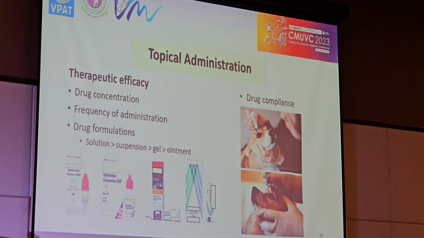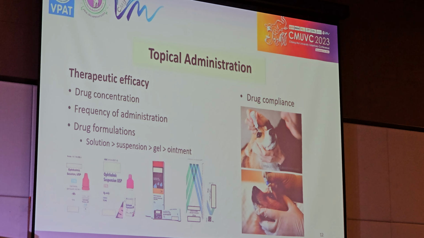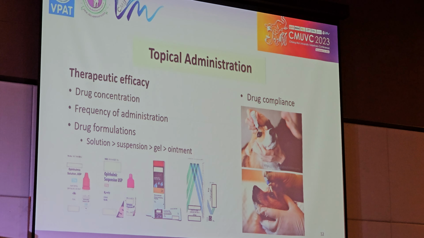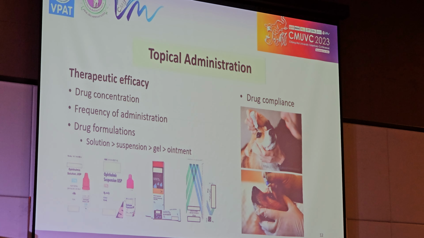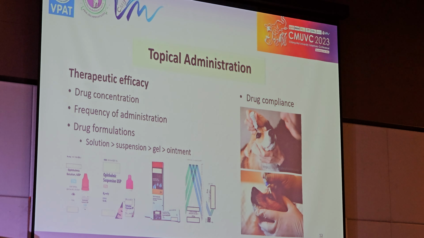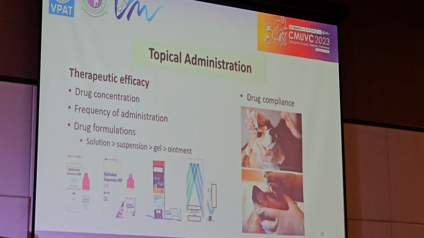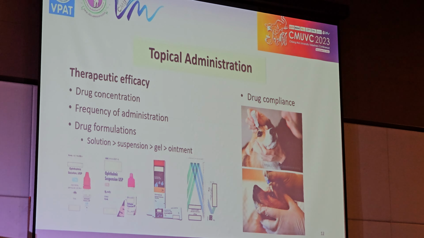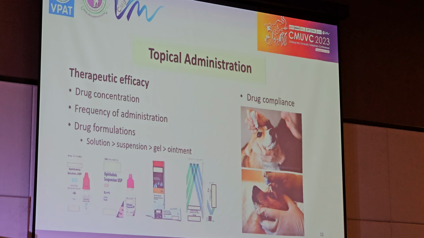To reach the desired therapeutic efficacy, the factors are the high drug concentration in the target tissue, the adequate frequency of drug administration, the suitable drug formulation used and sequence of application, and the proper placement of the topical drugs to the patient. As you can see, the sequence ranks the solution first, after that the suspension, after that the gel, and the last one to be applied is the ointment, because of the absorption of the drug.